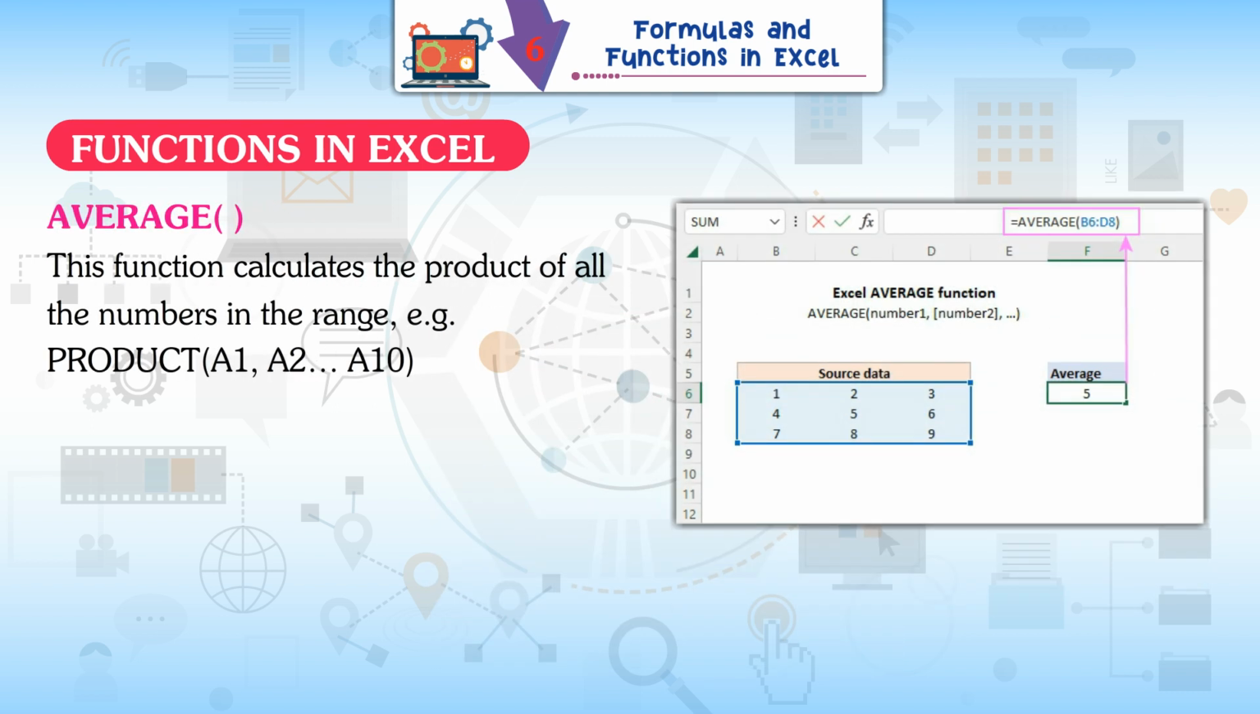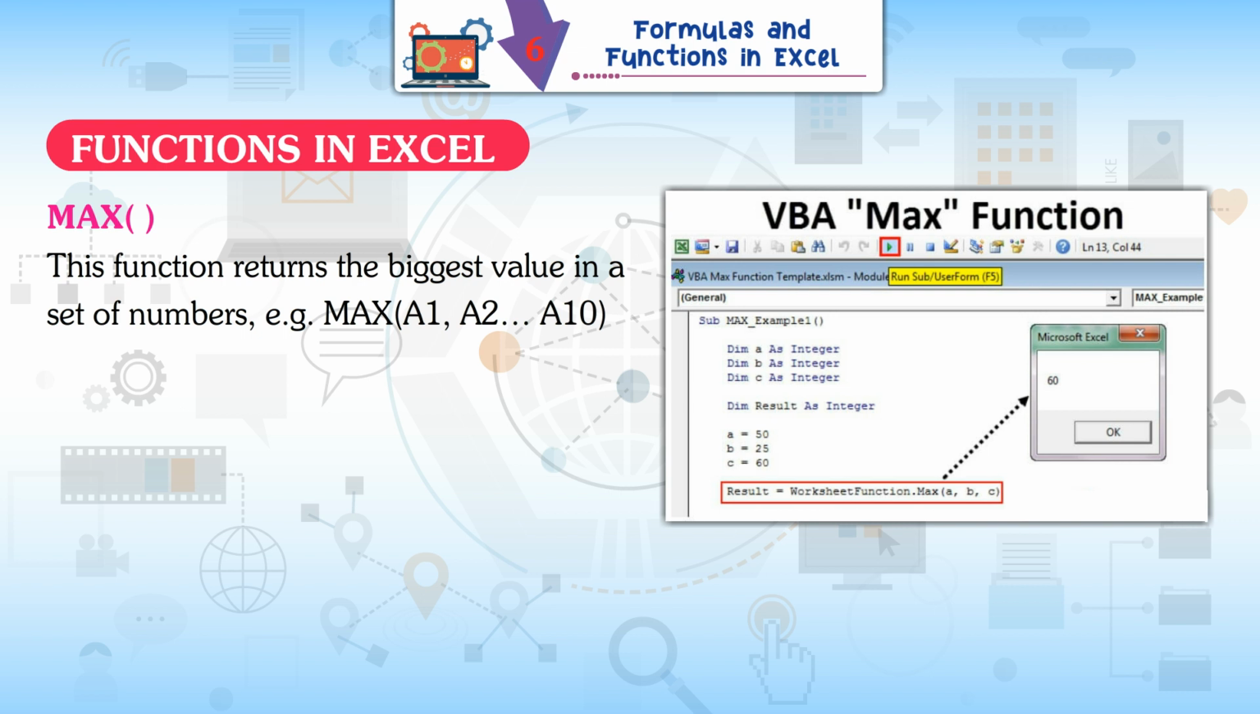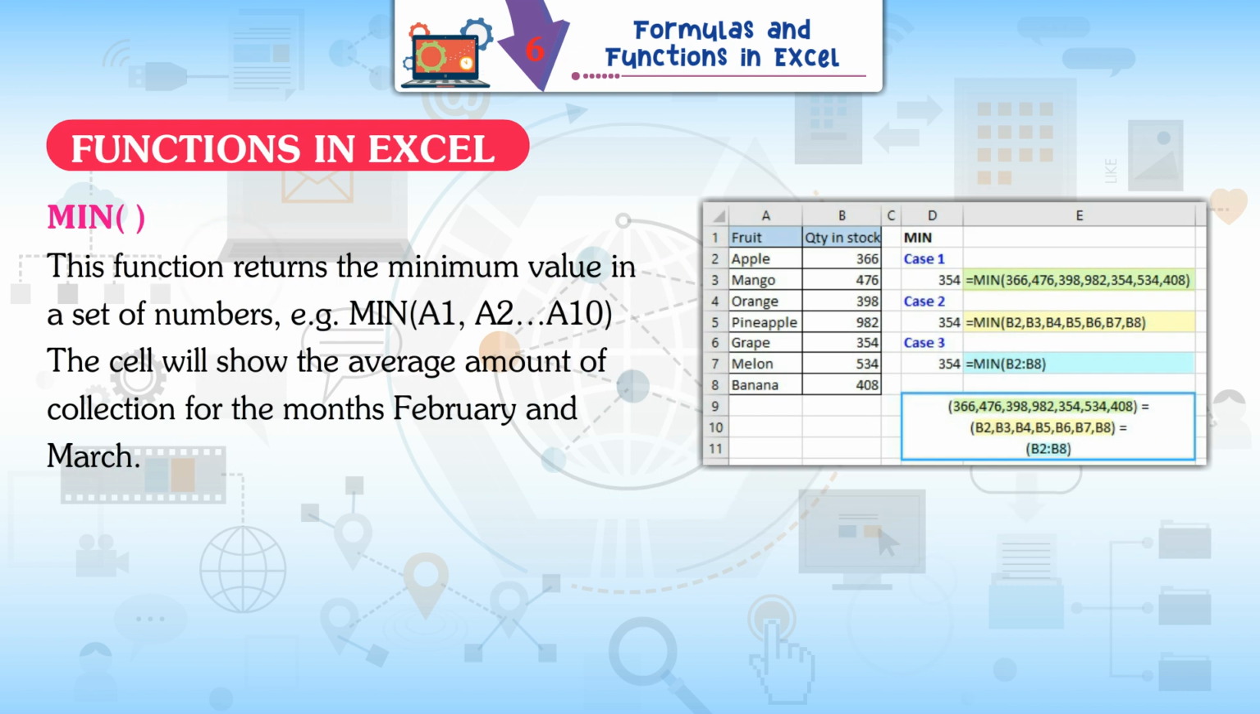Average. This function calculates the average of all the numbers in a range of cells. Example, AVERAGE(A1:A10). Product. This function calculates the product of all the numbers in the range. Example, PRODUCT(A1:A10). Maximum. This function returns the biggest value in a set of numbers. Example, MAX(A1:A10). Minimum. This function returns the minimum value in a set of numbers. Example, MIN(A1:A10).